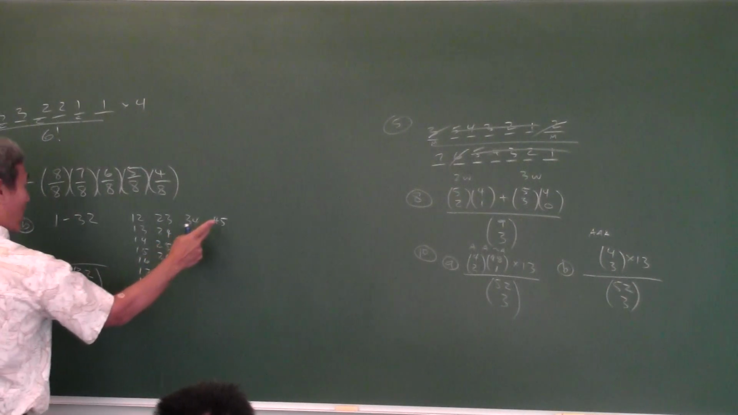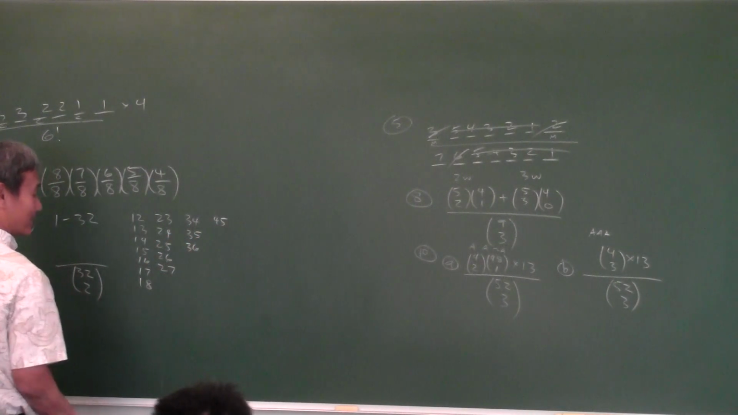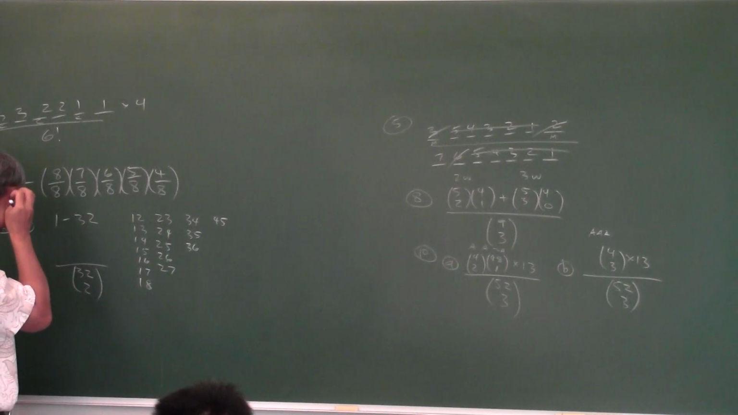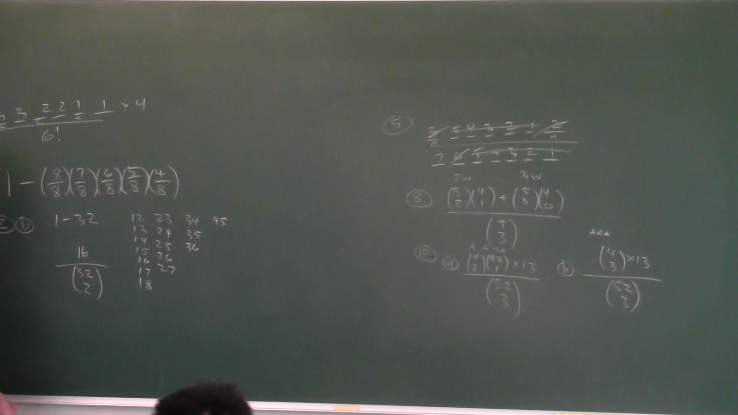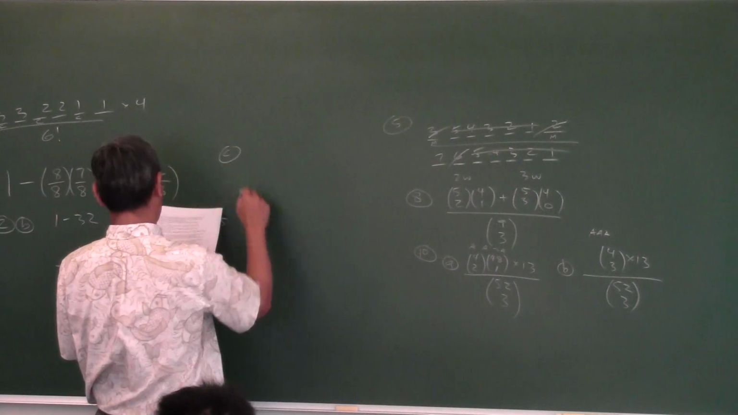So count. 1 plus 3 plus 5 plus 7 plus 16. Is that right? Okay, there you go. There's your answer. And what the heck? We got time, let's do C.